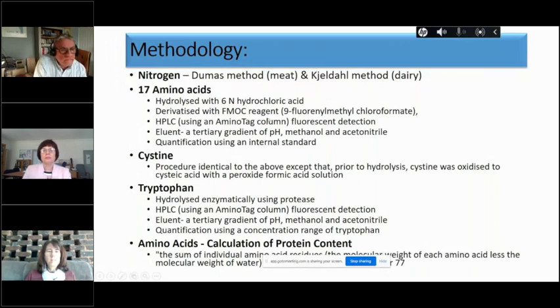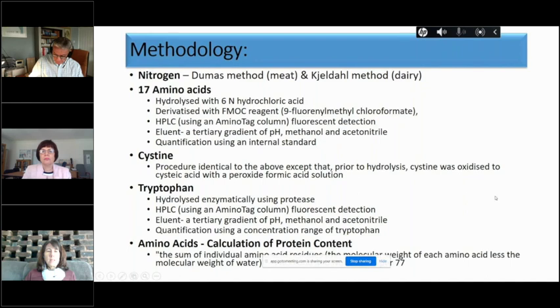For the amino acids, there were 3 methods. For the 17 amino acids, the sample was hydrolyzed with hydrochloric acid. Then we used the FMOC reagent for derivatization, HPLC, and fluorescent detection. We use a gradient of pH, methanol, and acetonitrile as eluent, and we use an internal standard.